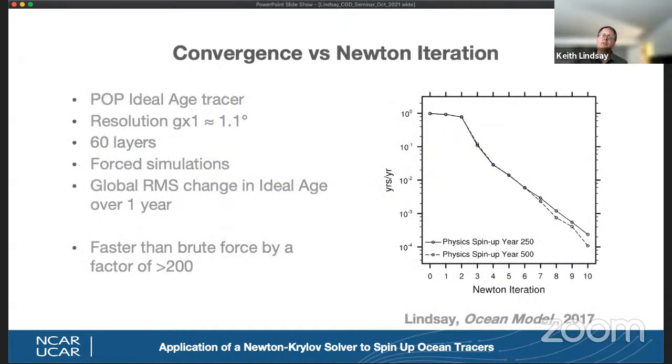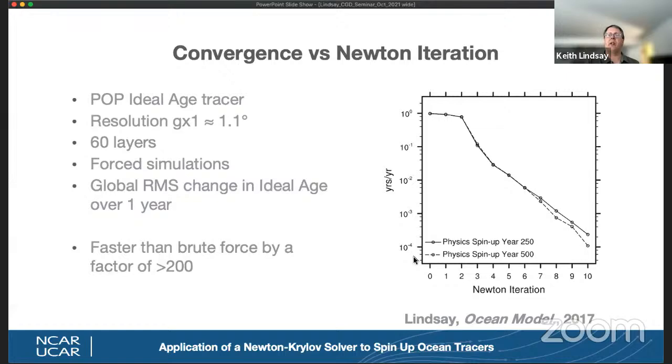These are some results that I published in 2017 in the Ocean Modelling journal, applying this Newton-Krylov technology framework to the ideal age tracer in POP. This was running at our 1 degree resolution with 60 layers, that sort of 4 million grid point configuration. And this is a forced simulation. What this plot is showing is the RMS change in ideal age as the Newton iteration increases. So we're getting an exponential convergence. Our residuals are going down exponentially.